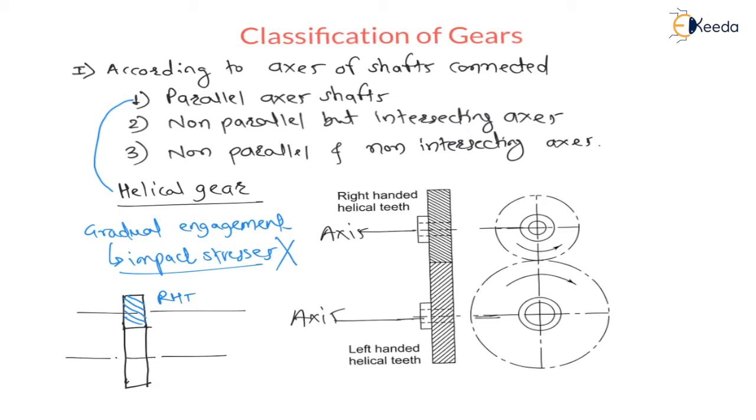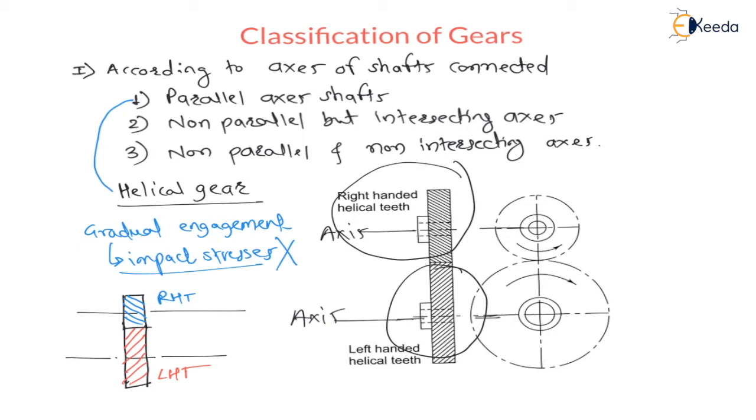Then on the gear, compulsorily the threads must be left hand, that is going downwards towards left. This is left hand thread on the gear. Then only meshing is possible. You can see here, on the pinion, right hand thread, and on the gear, left hand threads.